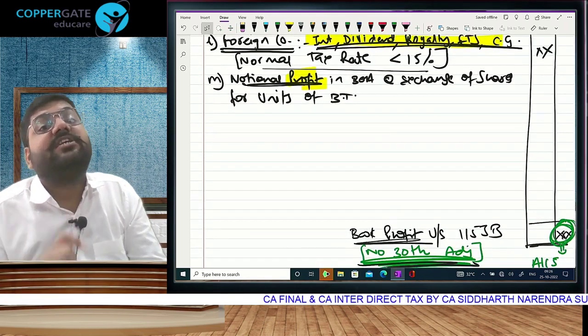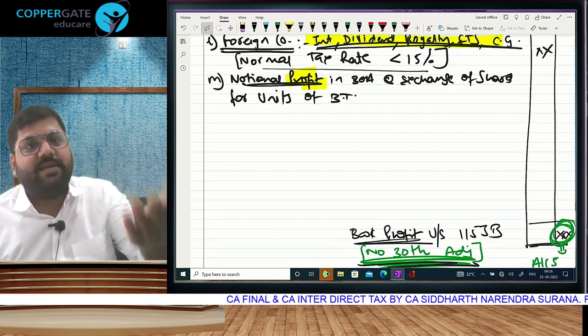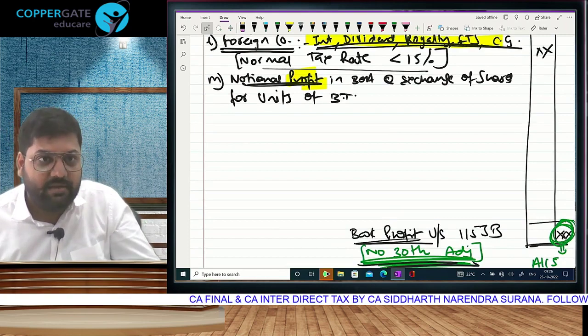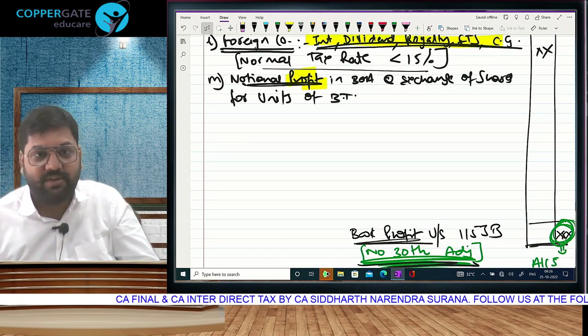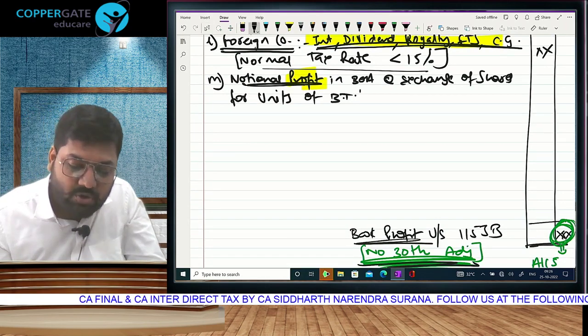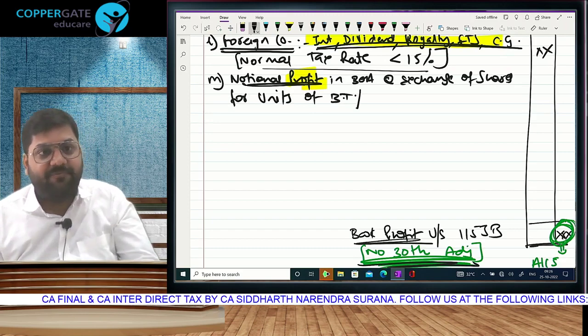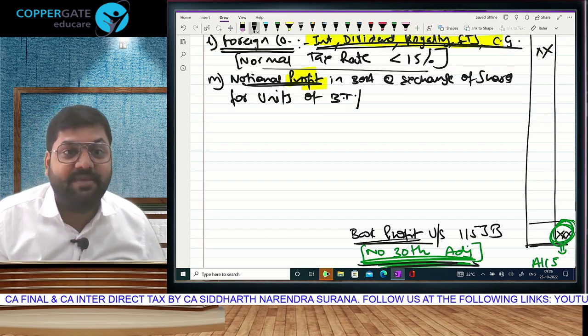Notional profit, because it is not actual profit. And at the same time, we have added notional loss. Correct? Chaliye. But, no, the second last adjustment is not yet over. Isme ek part 2 bhi hai. And if part 2 is there on the less side, it will be there on the add side also.